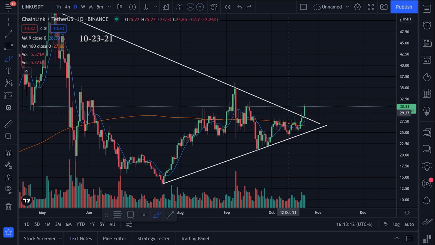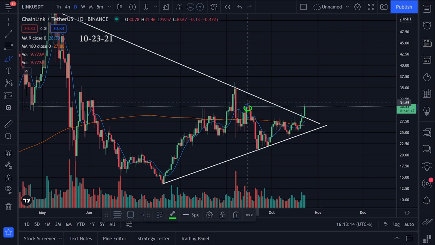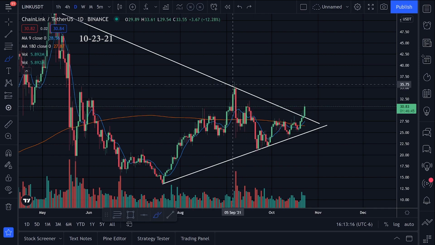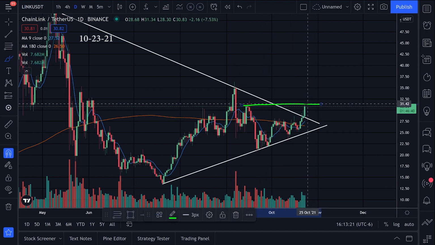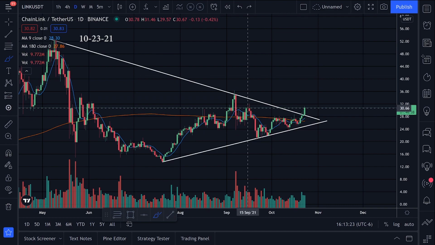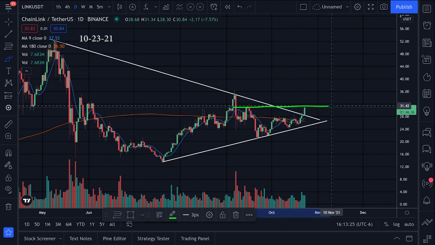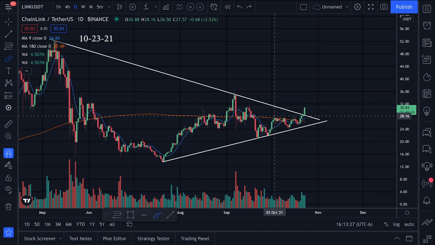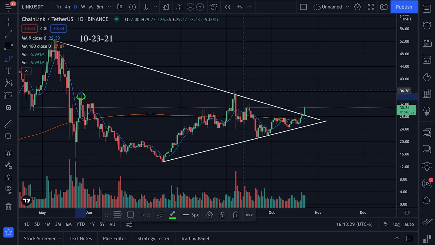What I was saying is we can target the previous resistance levels. We have resistance right here and resistance right here. I was mainly targeting around this 35 area, but it looks like we are having a little bit of trouble at this zone right here. So what I'm thinking is if we could break out of this zone right here, then we're targeting 35.